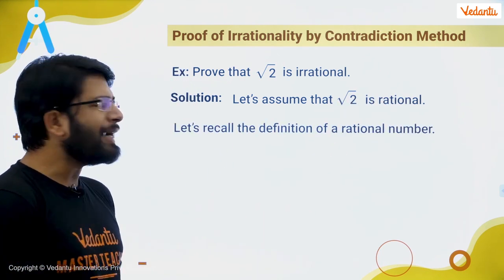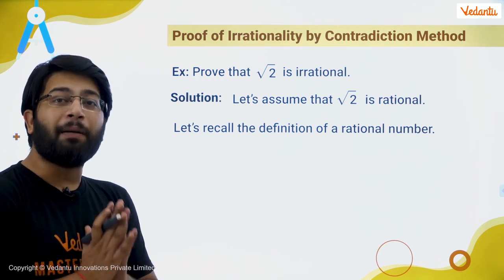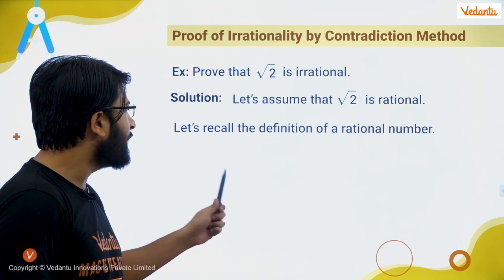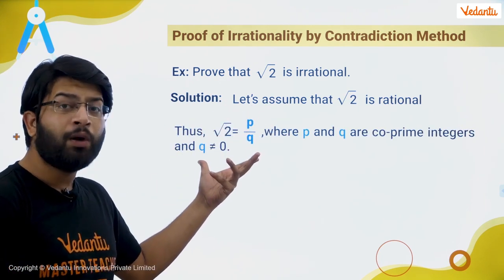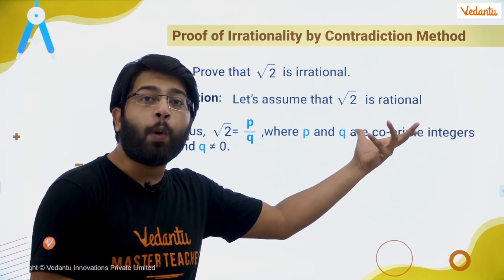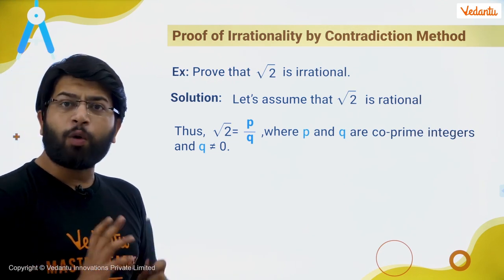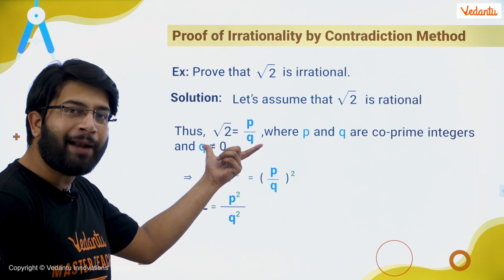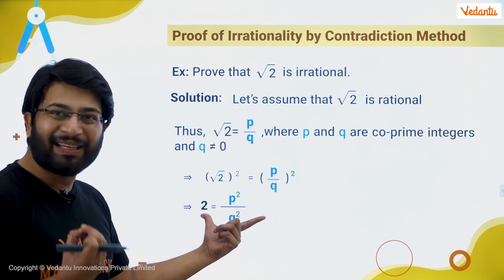Now champ, try to recall the definition of a rational number. If any number is a rational number, that number can be written in the form of P upon Q. So I can write under root of 2 equal to P upon Q. The most important condition: P and Q are co-prime integers and Q cannot be 0. Right champ? Now what to do? Simply square both sides. After squaring both sides, we will get 2 equal to P square upon Q square.